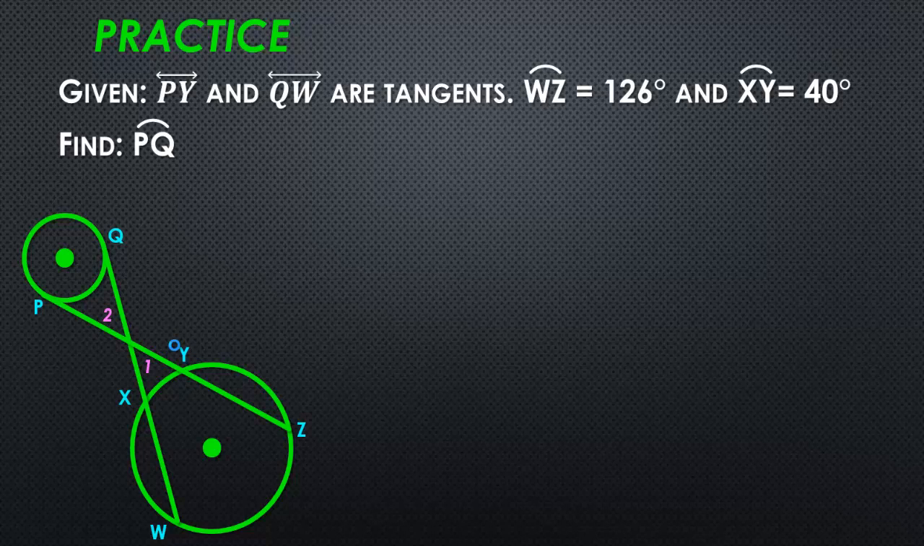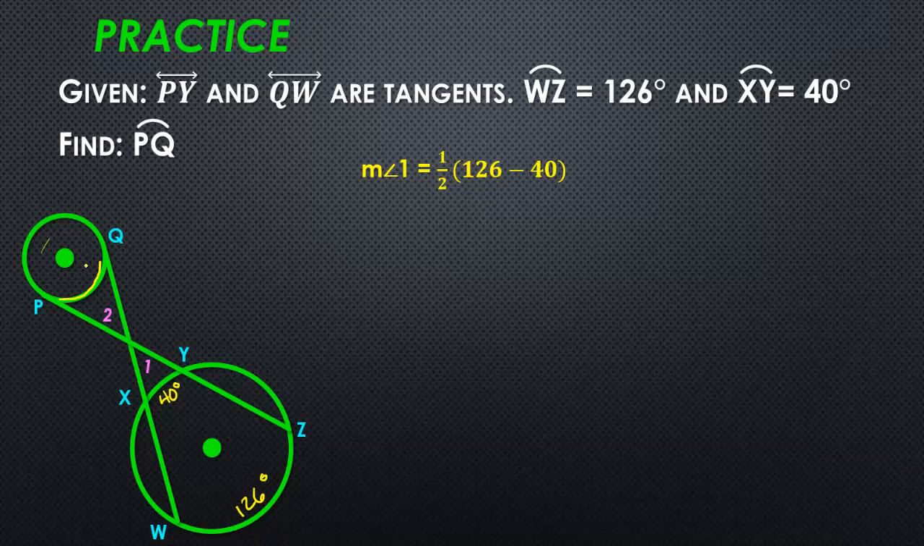Given line PYA and QW are tangents to this circle here. And arc WZ right here, because remember, if they don't put a middle letter in there, it's always going to be the minor arc, is 126 degrees. And arc XY is 40 degrees. Find the measure of arc PQ. So we're trying to find this right here.